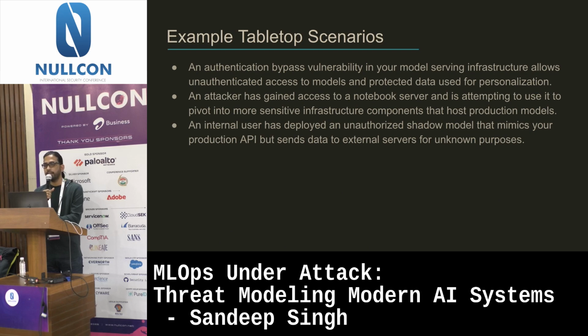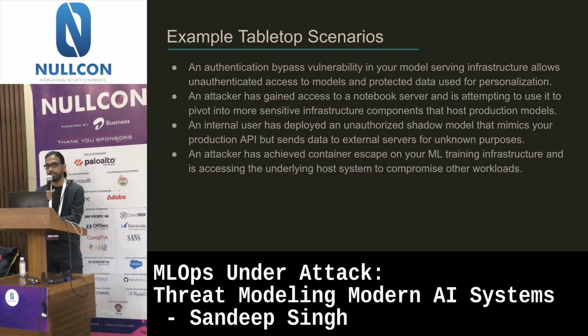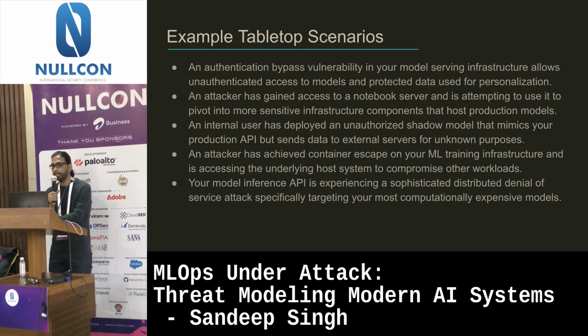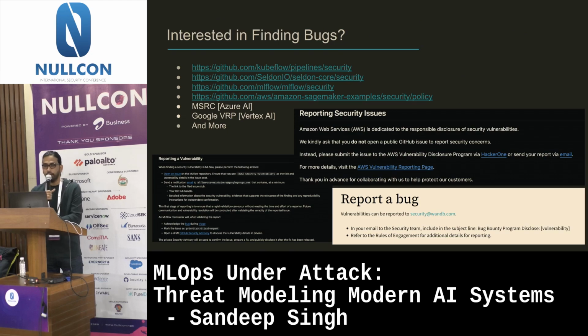An internal user deployed an unauthorized shadow model that mimics your production. An attacker achieved container escape. The model inference API is experiencing a sophisticated DDoS. That's it. So if you're interested in bug hunting, most MLOps platforms out there have a disclosure policy you can look at, and the more managed programs, of course, like the MSRC and the Google VRP, have SageMaker and others covered through their main programs.